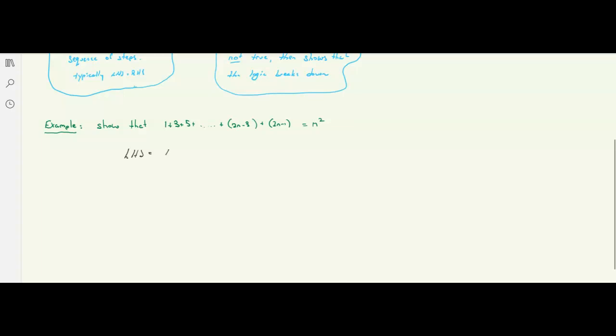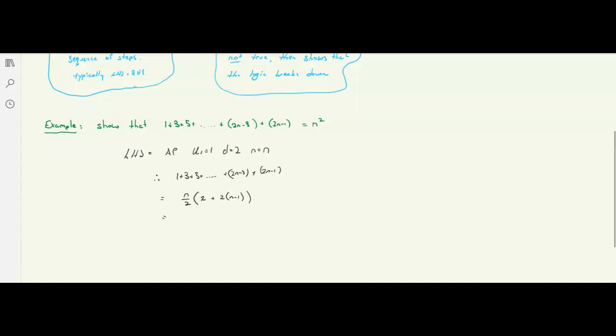So we can say it's an AP where our first term is 1, our difference is 2, and our number of terms is n. Therefore we can say that 1 plus 3 plus 5 plus ... plus 2n minus 3 plus 2n minus 1 is equal to, we've got n over 2 terms, our first term is 1, so it's 2 times 1 plus n minus 1 times d, which is 2.